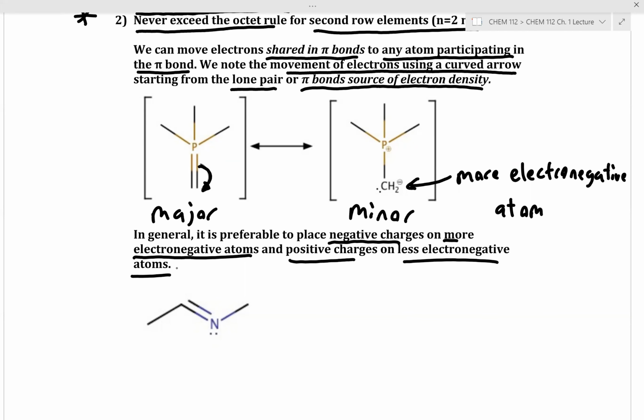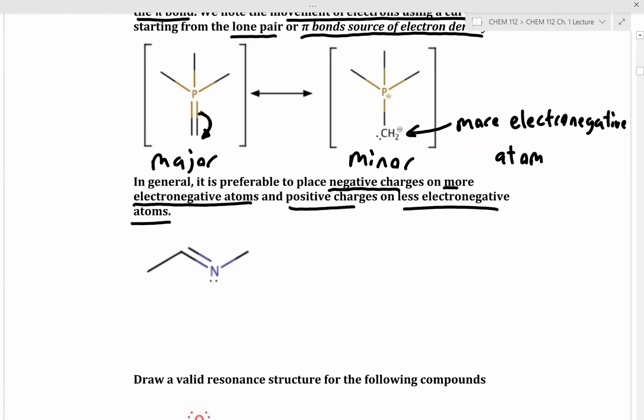So what I want us to do now is take a look at the following structure and try to draw a few valid resonance structures. Let's allow ourselves to break the octet rule. You can break the octet rule for resonance structures to make minor structures. So if I had to pick, where should I push this double bond's worth of electron density? To a carbon or nitrogen atom? What's more electronegative? Nitrogen. So I'm going to take my double bond and put a curved arrow directed towards nitrogen.